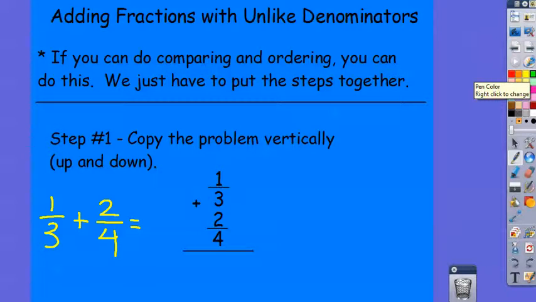So the first step, if you see fractions set up horizontally, like this example, 1/3 plus 2/4, it's good to copy it down vertically for when we get started so that we can really focus on the denominators. So set up your fractions vertically.